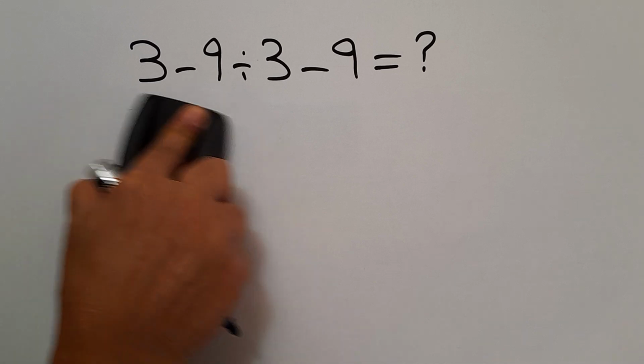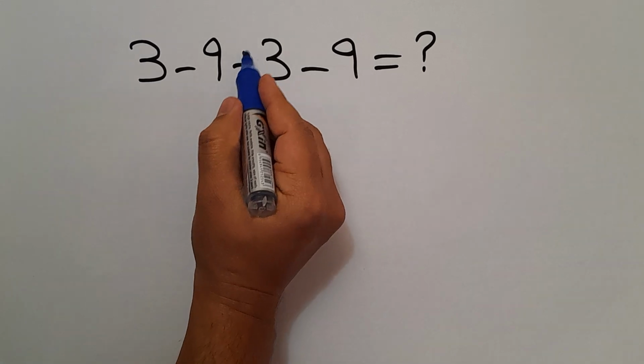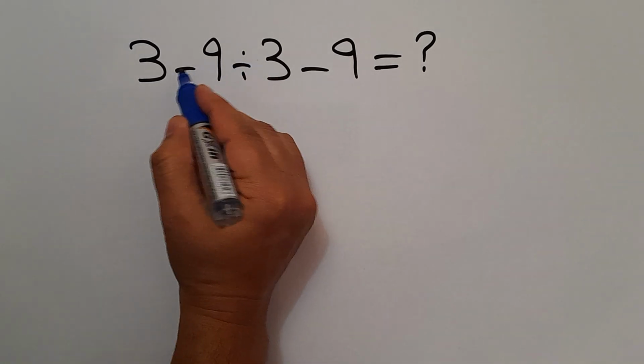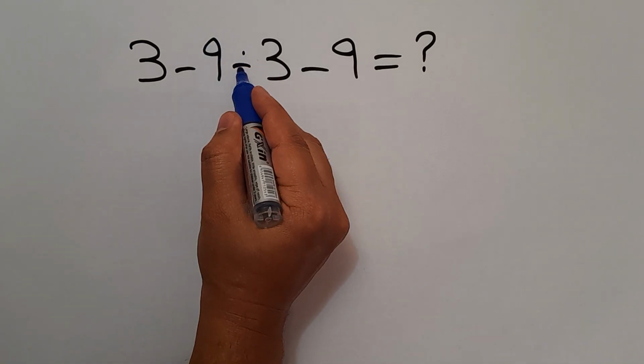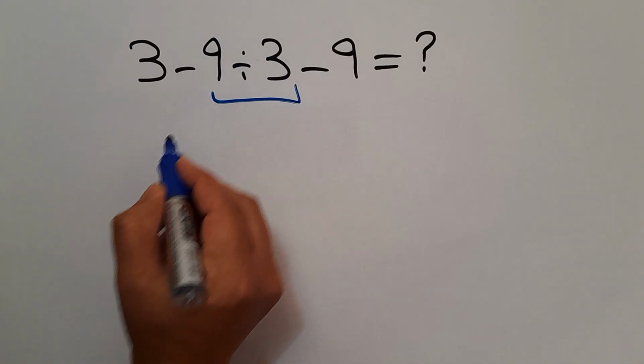Because according to the order of operations, division has higher priority than subtraction. So first we have to handle this division. 9 divided by 3 gives us just 3.